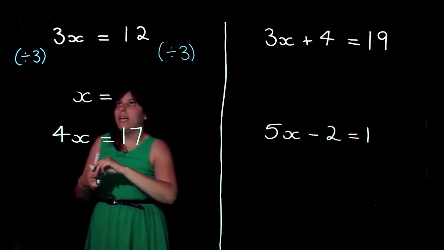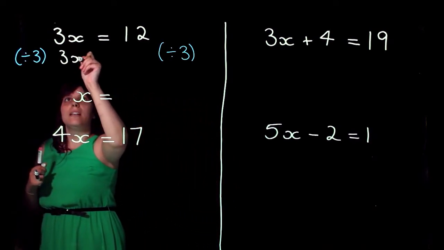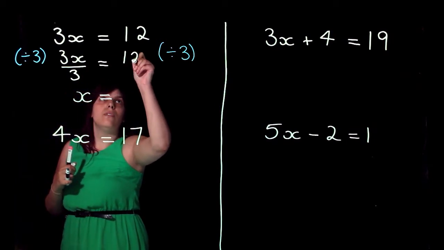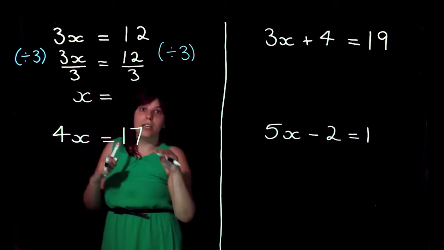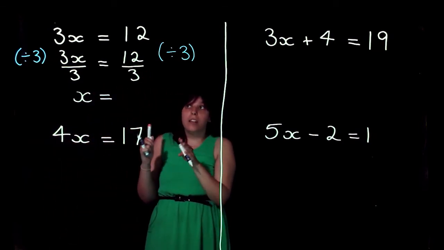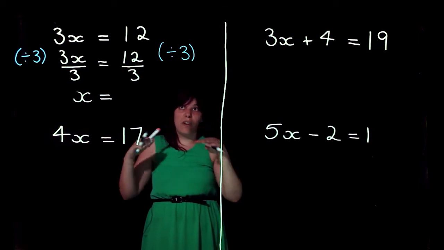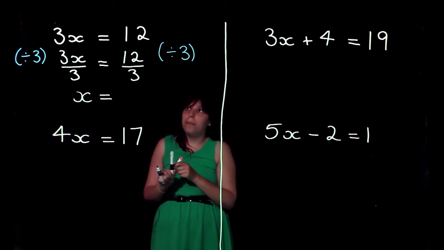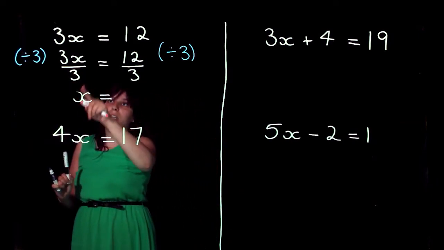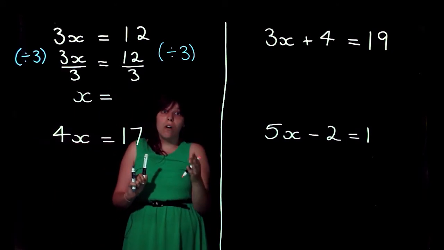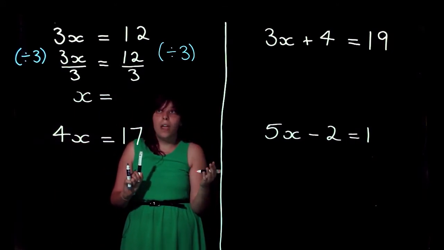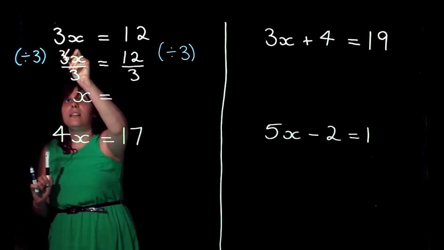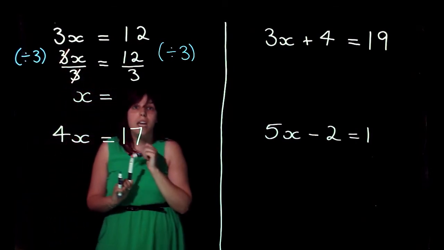So that means we get 3x divided by 3 equals 12 divided by 3. And it's really good in questions like this to make sure that we keep the divide as a fraction because it makes it a lot clearer as to what we're doing. So if we look at that, what's 3x divided by 3? We've got 3 times x divided by 3. And if we look at what's common on the top and common on the bottom, we've got a 3 in both. So they cancel each other out because 3 divided by 3 is just 1.